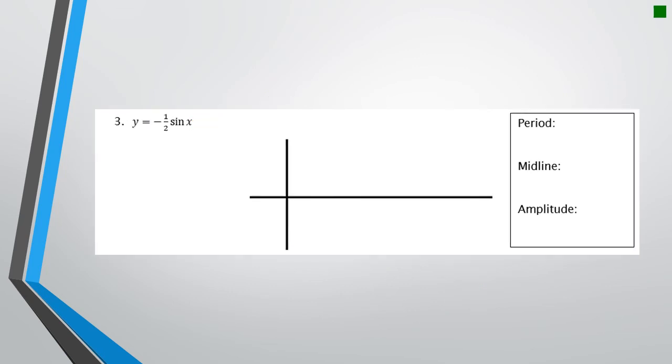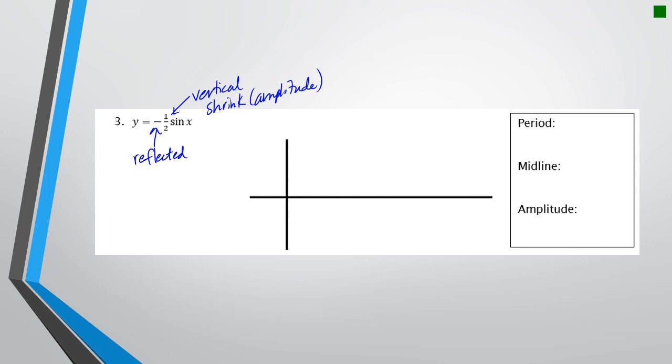This has 2 things going on. Number one, it's reflected because I have a negative in front. And then I also have a vertical shrink because of this 1/2. So what that means is that my amplitude is 1/2. So instead of my parent function, which goes up to 1 and goes down to -1, it's going to go up to 1/2 and down to -1/2.